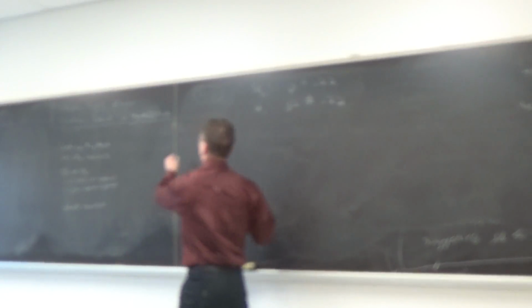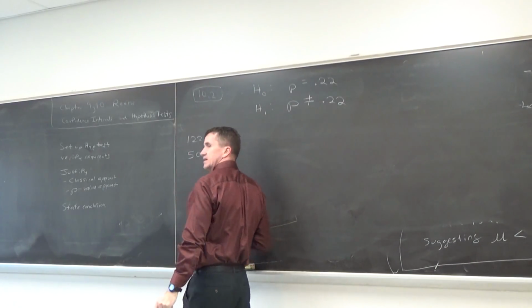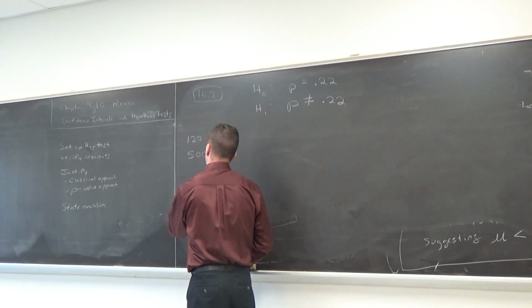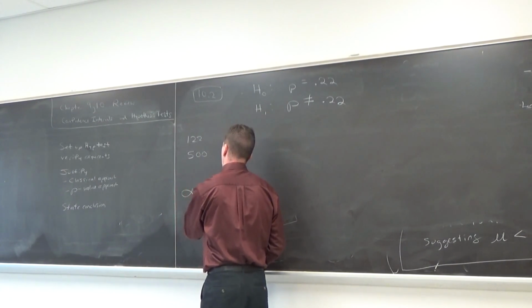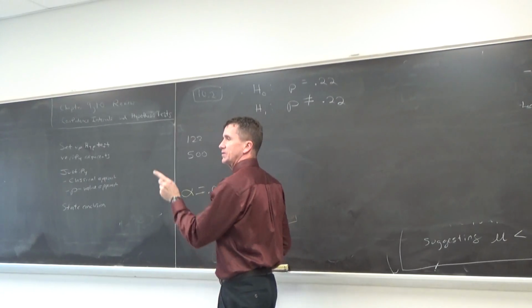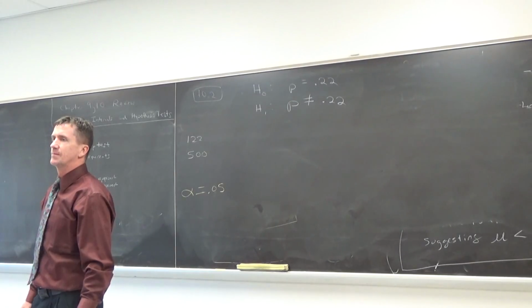But here's the sample they got. 122 out of 500 said they strayed at least once during marriage. And we're going to do this problem with an alpha level of 0.05. This was number 24, actually, from that section.